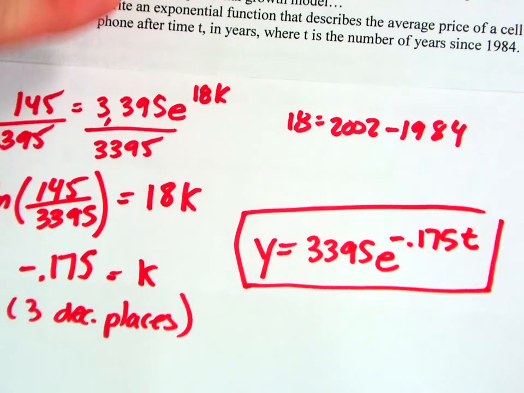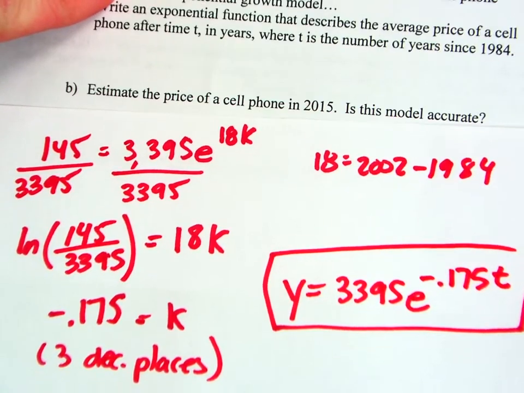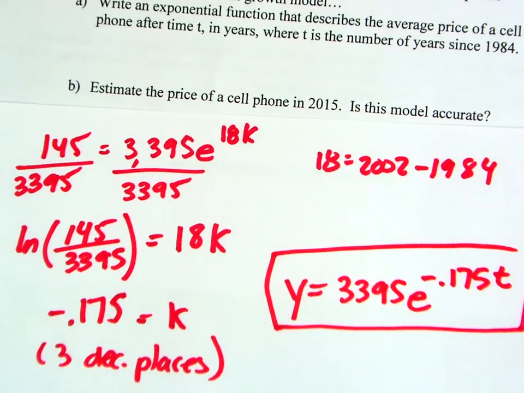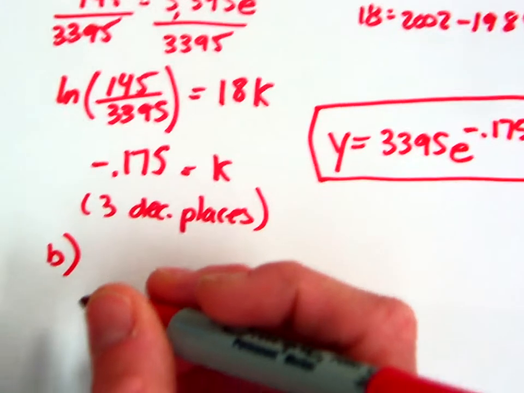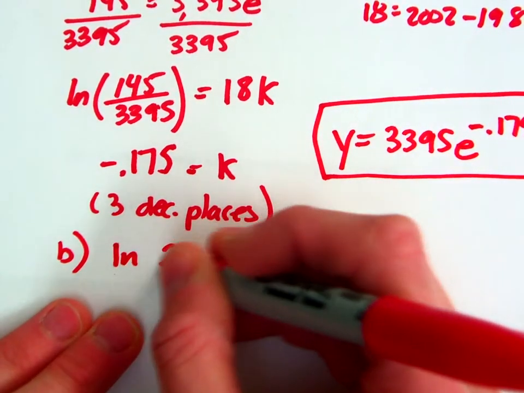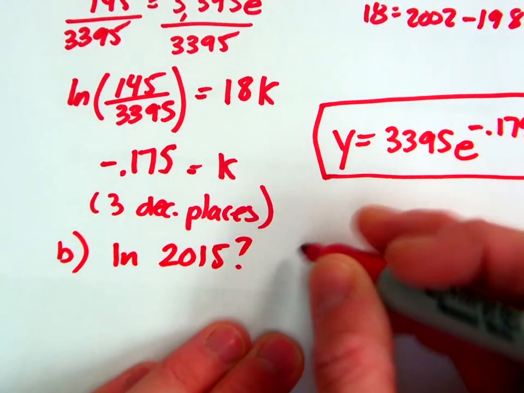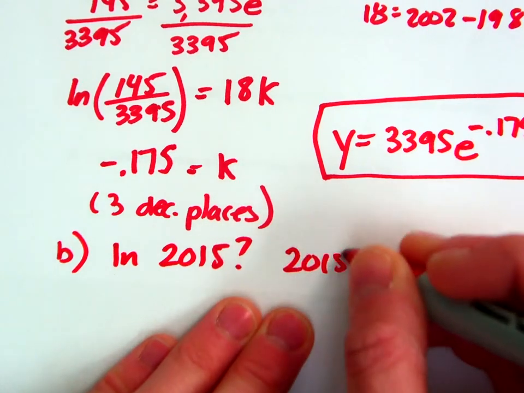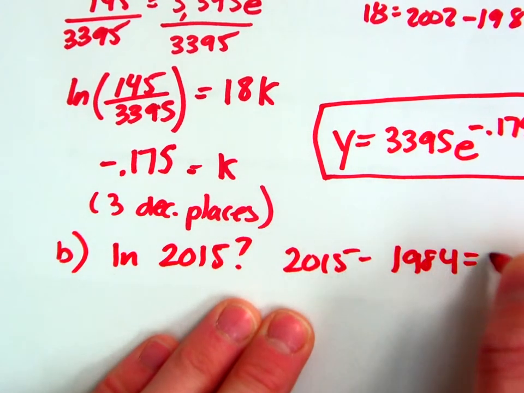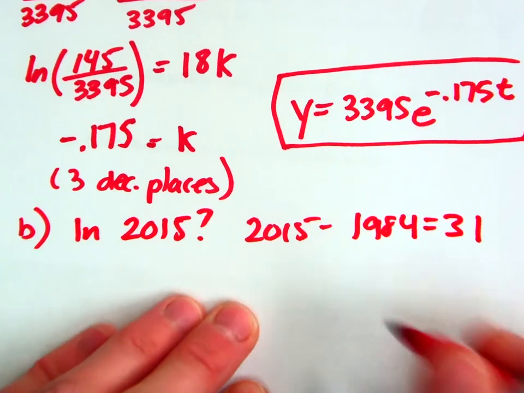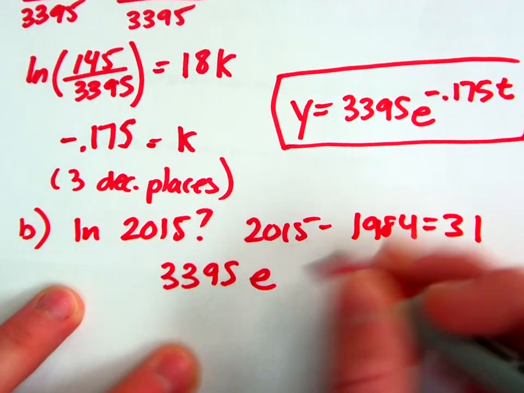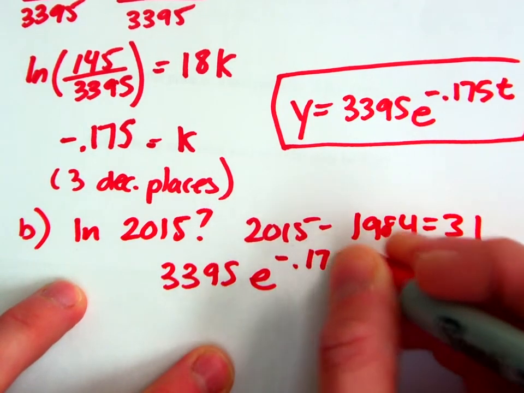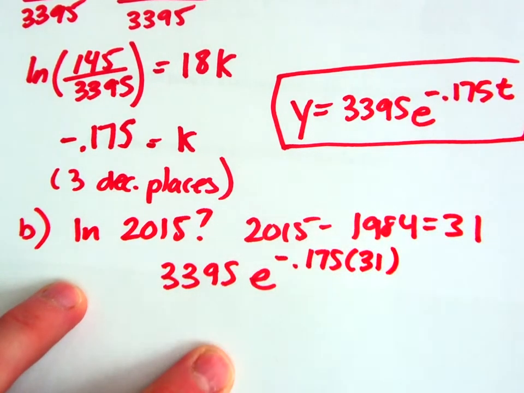Part B says, estimate the price of a cell phone in 2015. In 2015, that would be 2015 minus 1984, which is 31. So we're going to use t equals 31. So we do 3395 e to the negative 0.175 times 31.